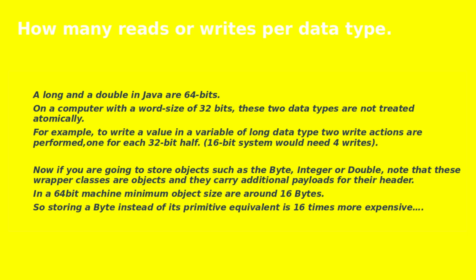Now, a long and a double have 64 bits in Java. On a computer with a word size of 32 bits, these two data types are not treated atomically. In other words, they're not sent in one go, in one read, and so on. So, to write a value in a variable of a long data type, two write actions are performed, one for each 32-bit half. In a 16-bit system, you need 4 writes.